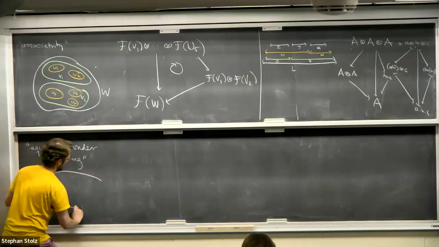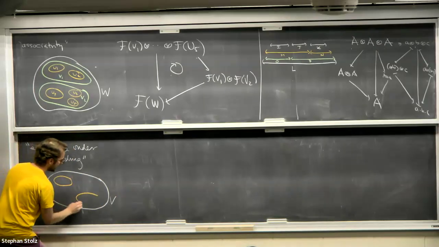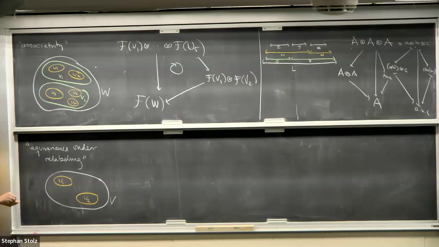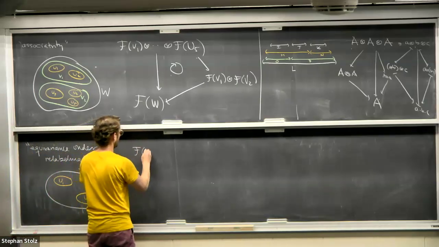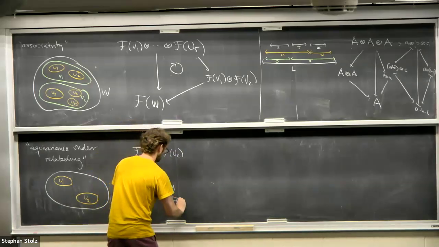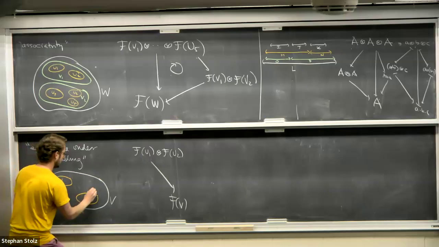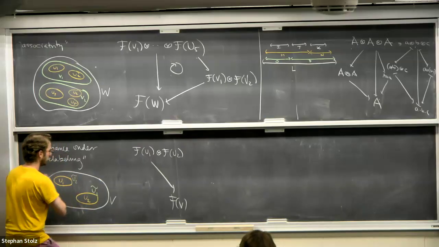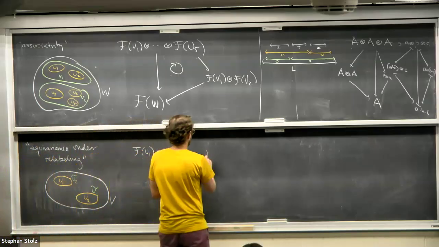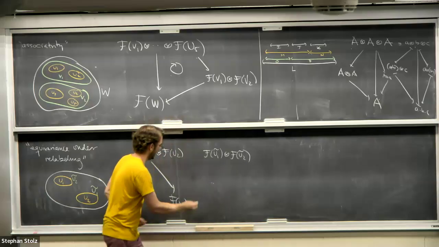Suppose again I have some big open, say V, and I have two opens inside of it. I could choose to call these U1 and U2. So I get a map from F of U1 tensor F of U2 to F of V. But maybe you chose to label them as U1 twiddle and U2 twiddle. They're just labels, right? So I also have F of U1 twiddle tensor F of U2 twiddle, and there's a multiplication here.